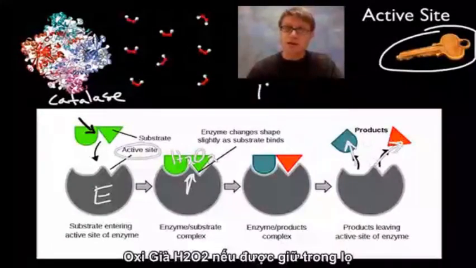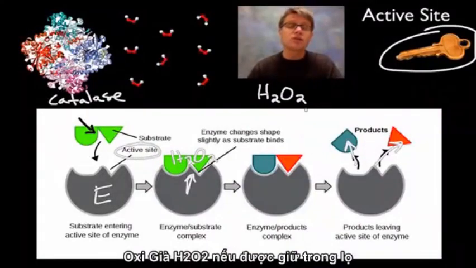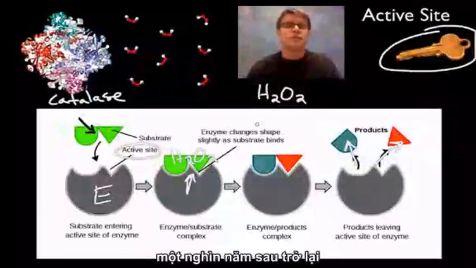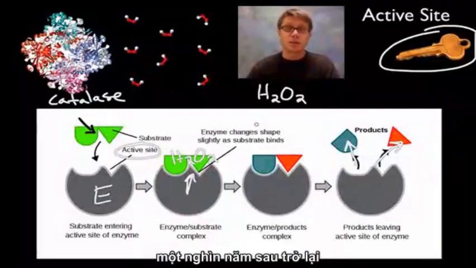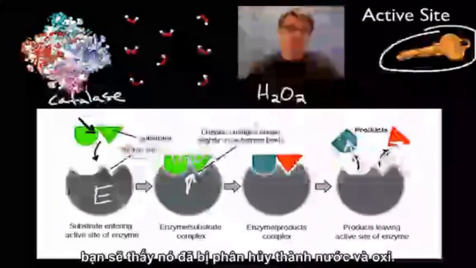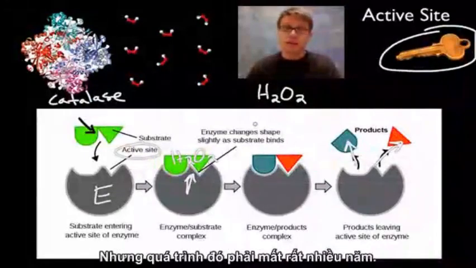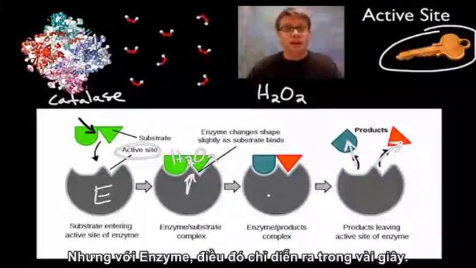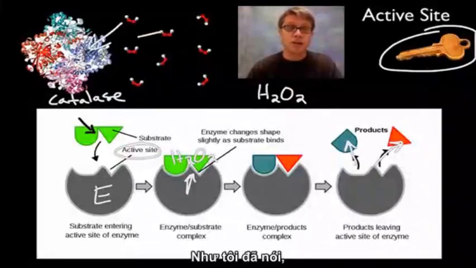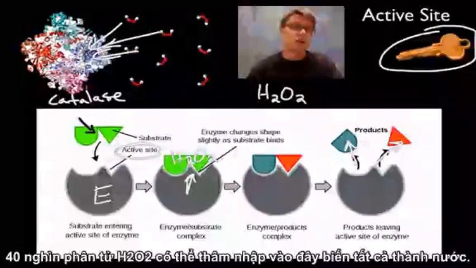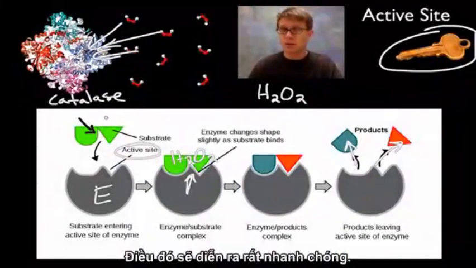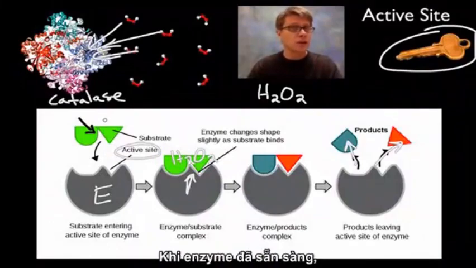Now, hydrogen peroxide by itself, H2O2, if you leave it in a bottle for millions and millions of years, if you come back, it's spontaneously going to break down into water and oxygen. But that's going to take years and years and years. And with an enzyme, it can happen in seconds. Like I said, 40 million hydrogen peroxides can feed through this, create all of this water, and can do that really, really quickly. And so enzymes are ready to go.